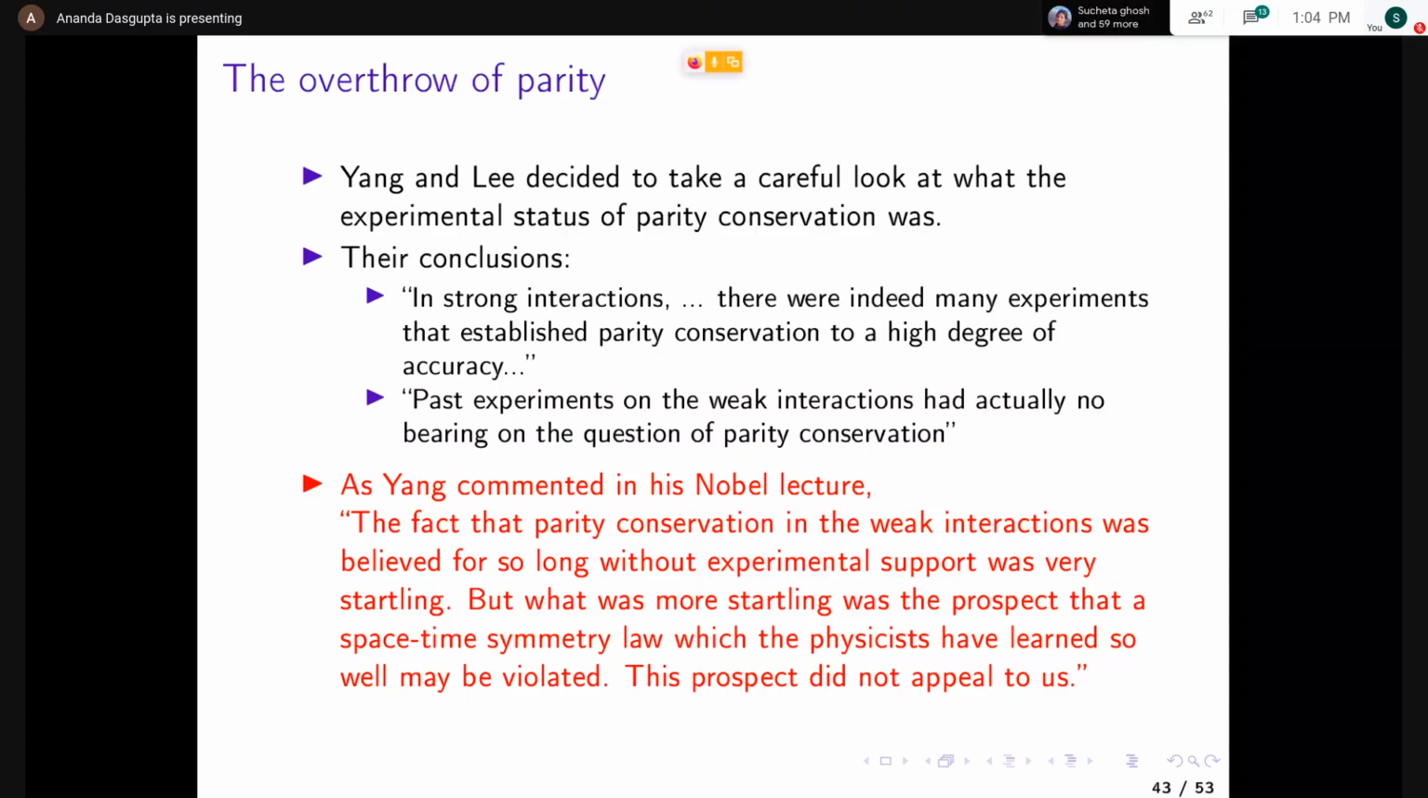So Yang later said in his Nobel lecture, the fact that parity conservation in the weak interactions was believed for so long without experimental support was very startling. But what was more startling was the prospect that a space-time symmetry law, which the physicists have learned so well, may be violated. This prospect did not appeal to us. So while they were saying, physicists have not checked parity conservation for weak interactions, at the back of their minds, they were sure parity would be conserved for weak interactions as well.